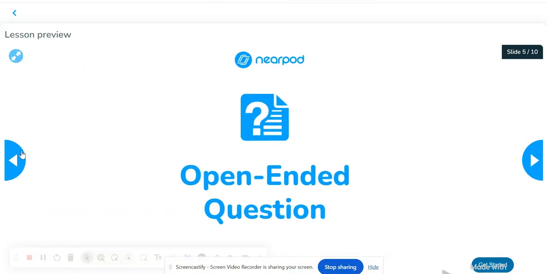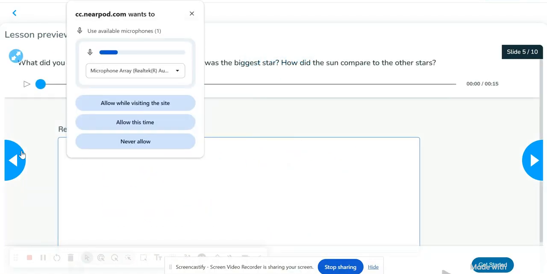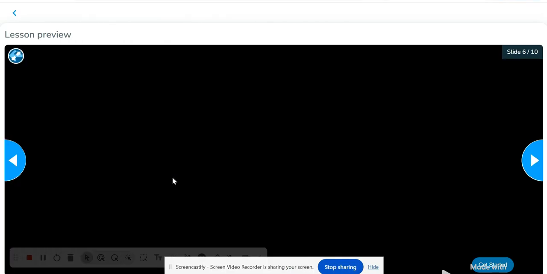And this question is both about noticing and things that they've learned, and also comparing the sun to the other stars, since that's in the standard.